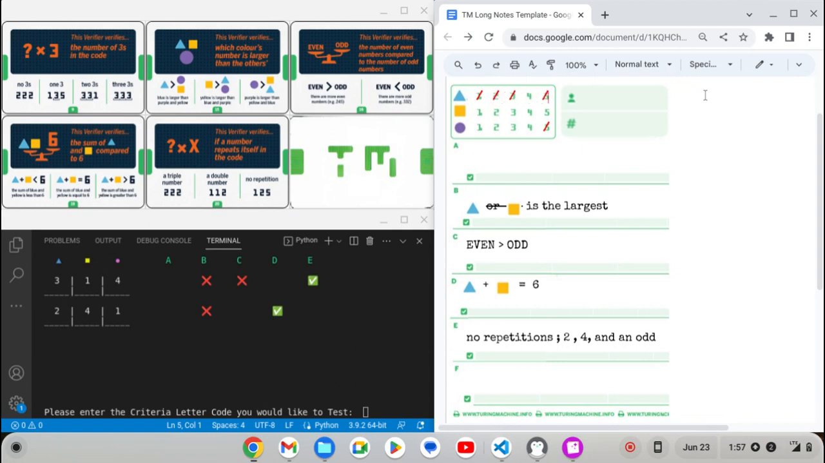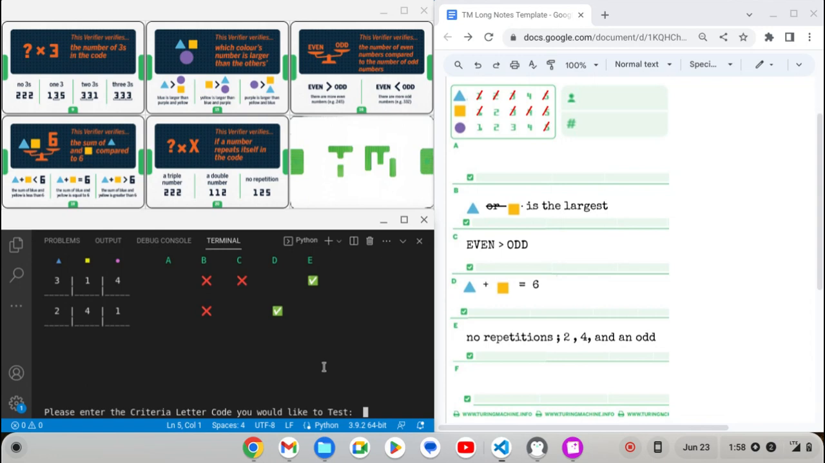So we know that triangle is the largest, so we'll just cross out everything but the 4, and then for square, it must be a 2, since again the sum is 6, and then we'll query criteria card A to see if there is a 3 or not.